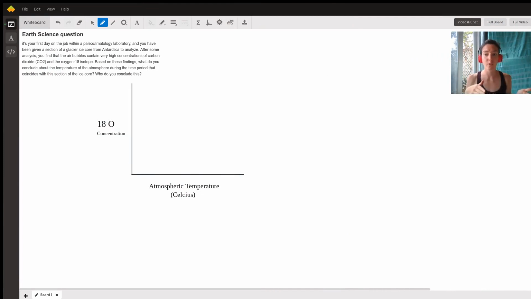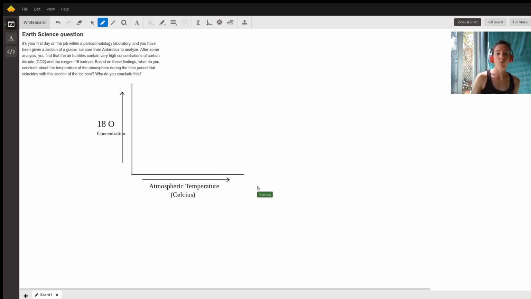Okay, so there's two ways we could take this question. The first way is we could be looking at the concentration of CO2, and the second one we're looking at the concentration of the oxygen 18 isotope. For this explanation, I'm going to focus on the oxygen 18, and so with that we have our graph down here that has our oxygen 18 isotope concentration, and that's going to be increasing as we go this direction. And then on our x-axis we have our atmospheric temperature, and that's going to be increasing as we go this direction.